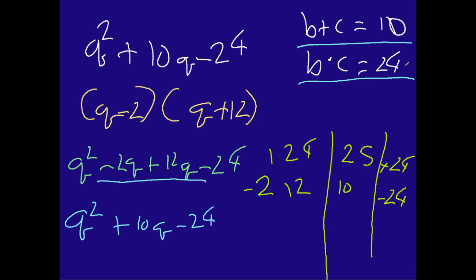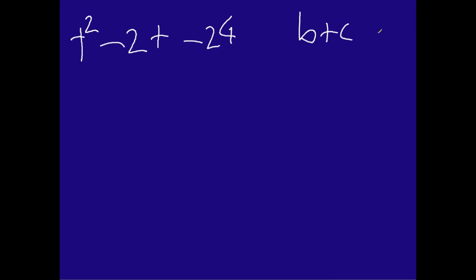Let's do one more, a little bit trickier. Now, for this one, we're looking at t squared minus 2t minus 24. Again, when I add my two factor terms, it's going to equal minus 2. And when I multiply whatever my two factor terms are, it's going to equal negative 24. So let's see here. I already know from experience that 1 and 24 is not working, so I'm going to skip that one.